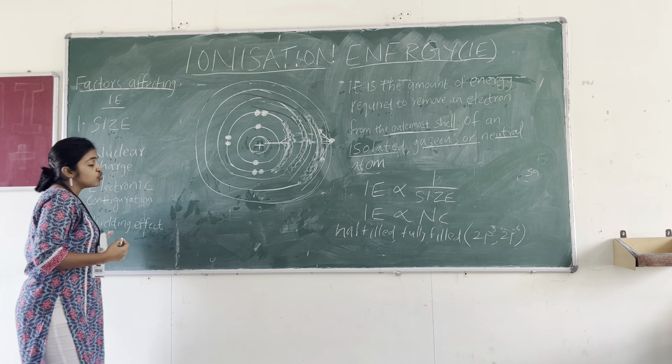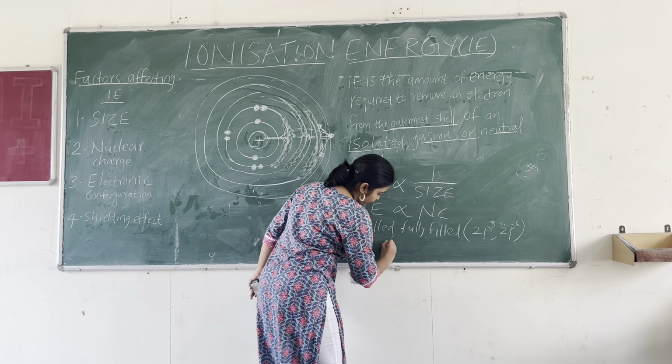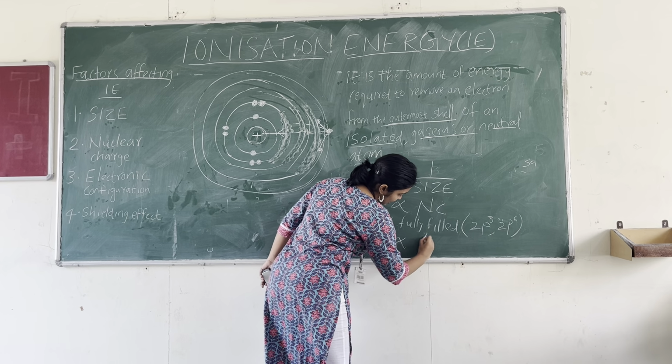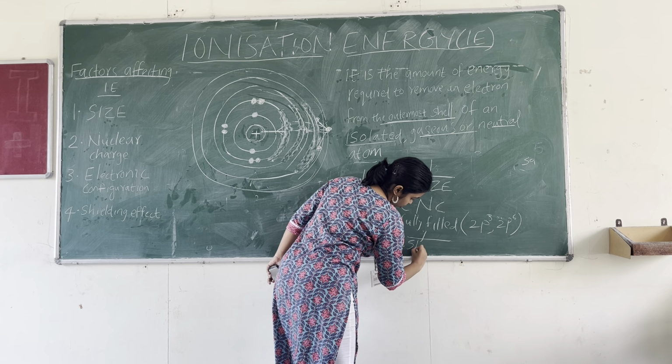Okay. Next one is shielding effect. So as the shielding effect increases, ionization energy decreases. So it is inversely proportional.